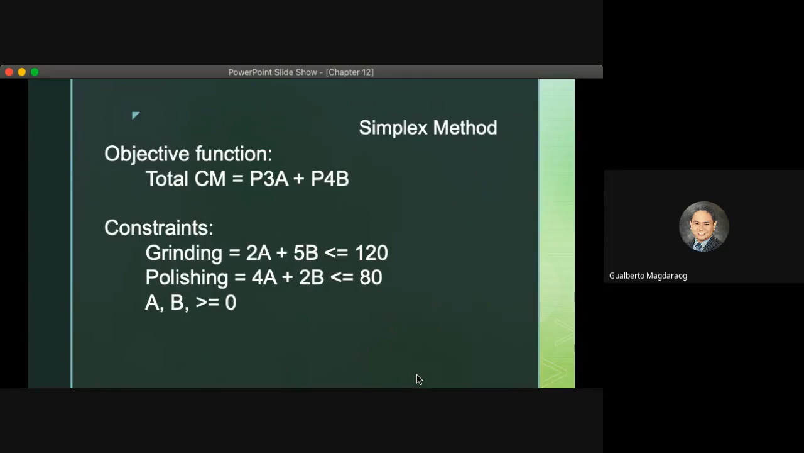Let's go now to the simplex method. Using the simplex method, we also have to set up the objective function and the constraints. That is, to find out the maximum CM by multiplying 3 times A and adding it with 4 times B. Our constraints are the same. Grinding is 2A plus 5B, which should be less than or equal to 120. And polishing is 4A plus 2B, which should be less than or equal to 80. And A and B should be greater than or equal to 0.